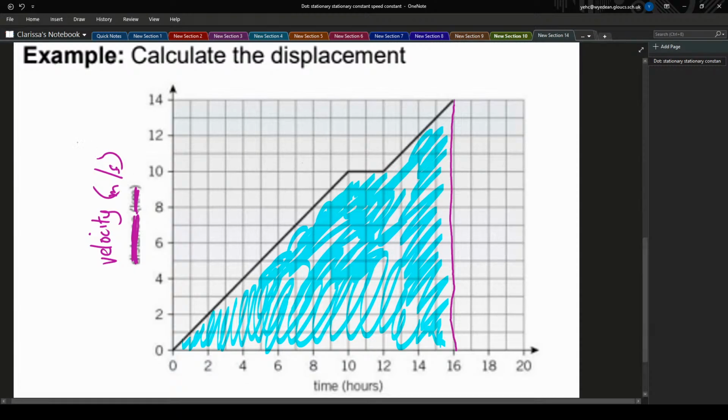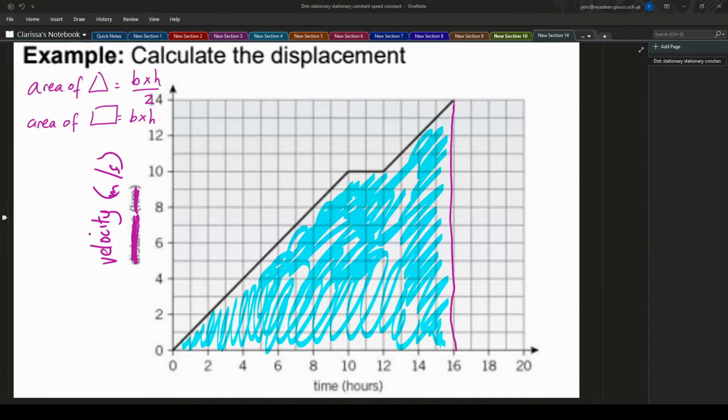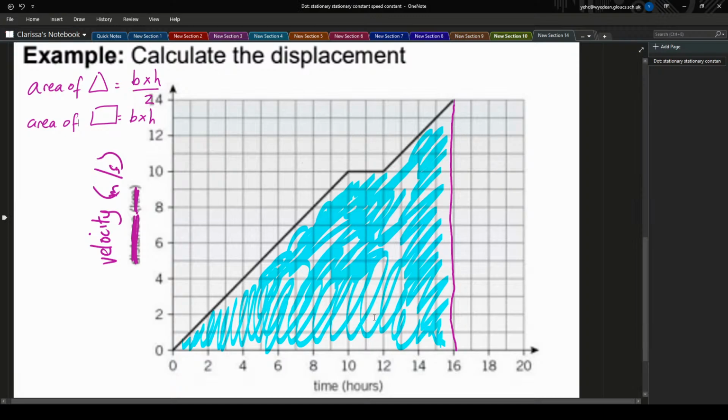But area of a triangle is base times height divided by 2, and area of a rectangle is just base times height. So notice that the shape I have here that's highlighted in blue, notice that unfortunately it's neither a rectangle or a triangle. It's this oblong shape.